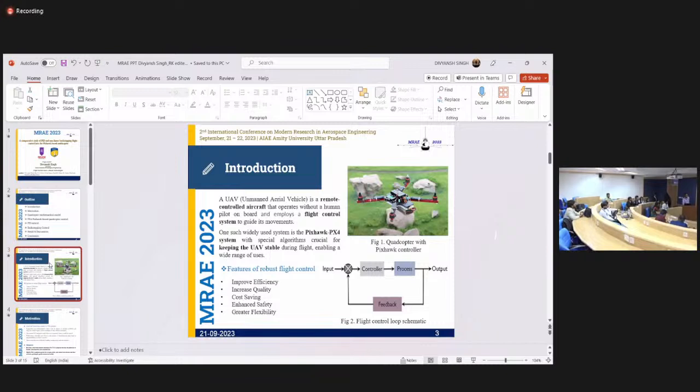The use of UAVs has increased tremendously. Among UAVs, I worked on quadcopters for my whole project. A quadcopter has 6 degrees of freedom, but we have only 4 inputs to control it, so it's an underactuated system and very unstable to control. So we have to design such a controller so that we are able to control it.